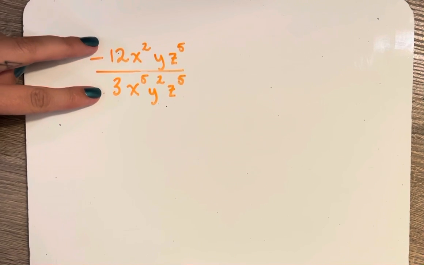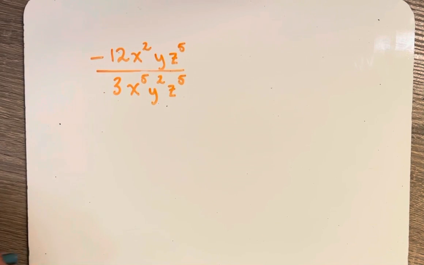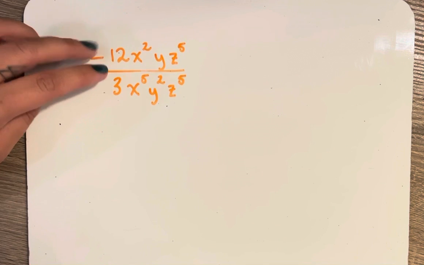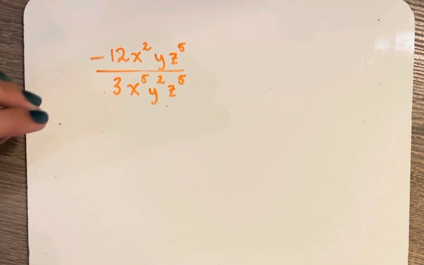So here we're dividing two expressions. We have coefficients in both the numerator and the denominator that we'll need to simplify. And then I have x's and y's and z's to work with here. So let's start with just our coefficients.